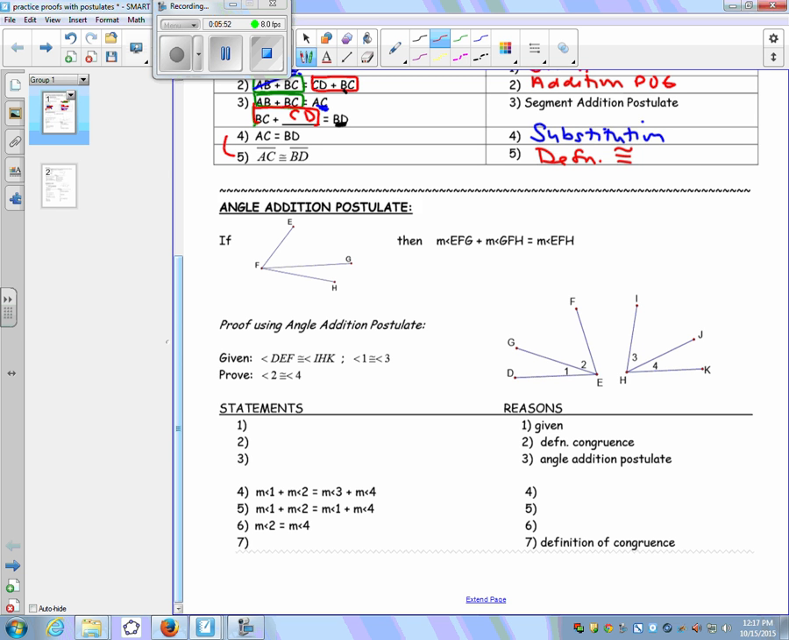So the given, we're going to list all the givens here. Angle DEF is congruent to angle IHK, and angle 1 is congruent to angle 3. That's given. What's our next statement going to say? If we know that our reason is definition of congruence, what's our next statement going to say?